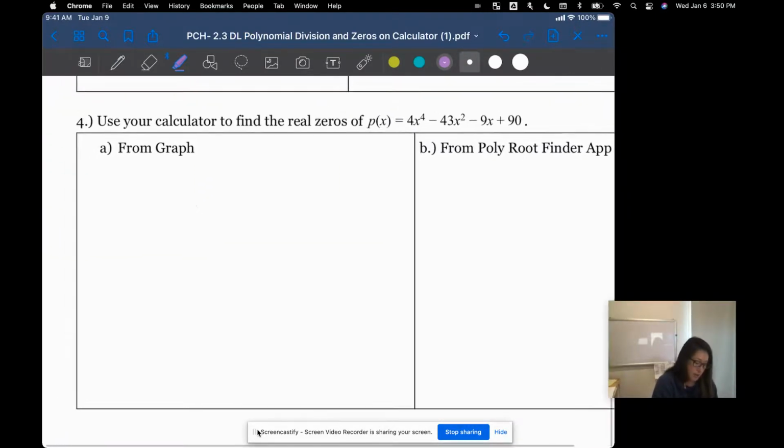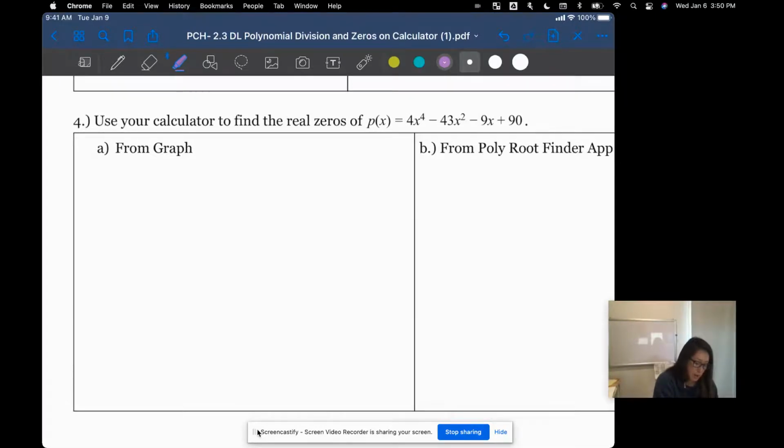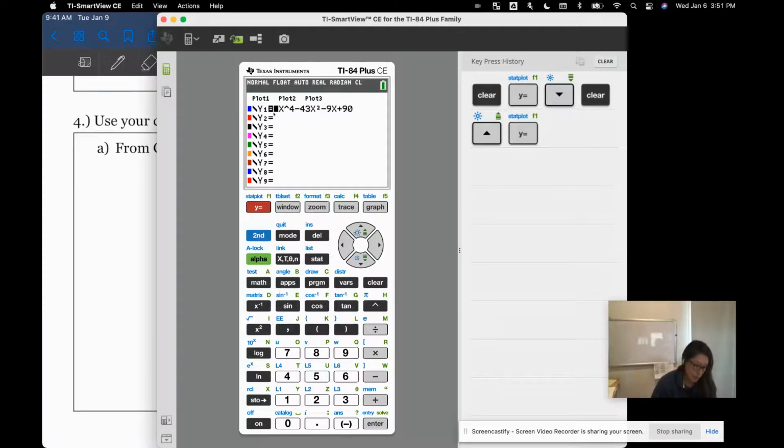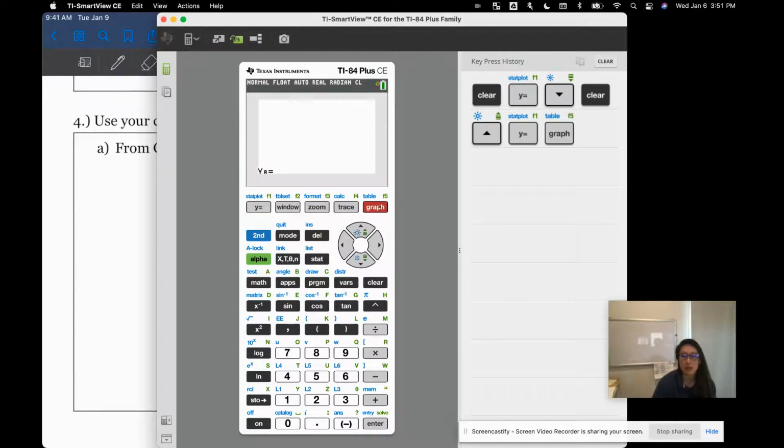Okay, the next part is in your calculator. So to find the zeros, we're going to find the zeros of this polynomial: 4x to the fourth minus 43x squared minus 9x plus 90. The first way to do this is to use the graph in your calculator. I pressed the y equals button and I typed in the equation 4x to the fourth minus 43x squared minus 9x plus 90. And I'm going to go ahead and press graph.